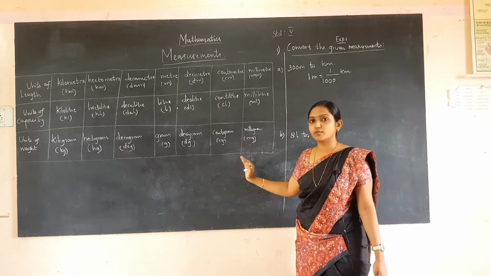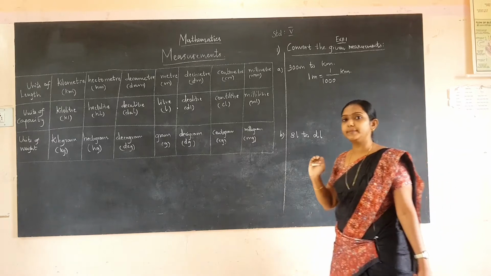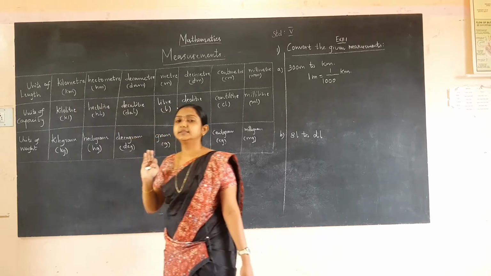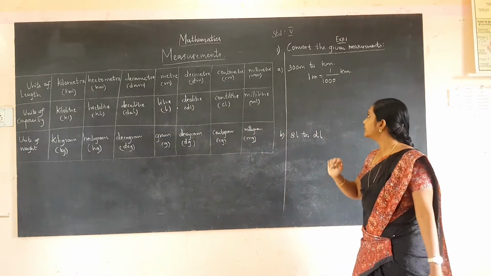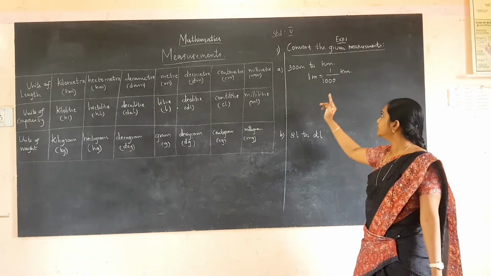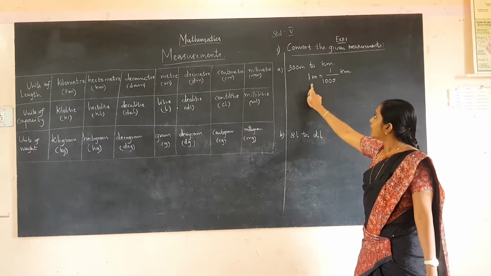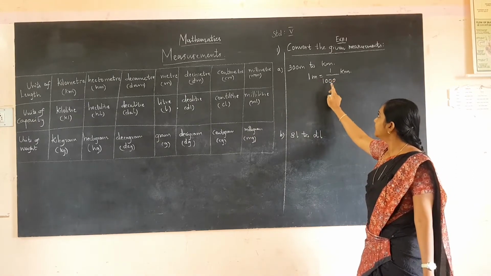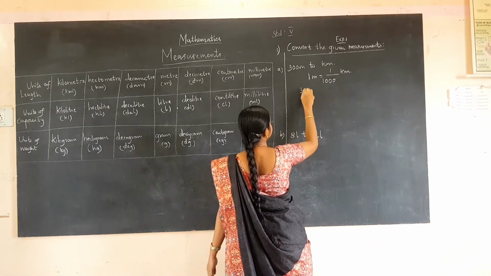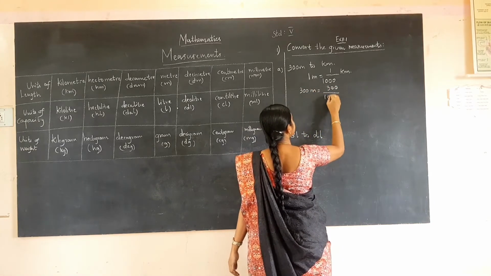While moving from a smaller unit to a larger unit, we have to divide. Count how many places we are going to move: 1, 2 and 3. 3 places we are moving, so we have to put 3 zeros in the denominator. For 1 meter, it is 1 divided by 1000 kilometer. Then for 300 meter, we have to divide 300 by 1000.